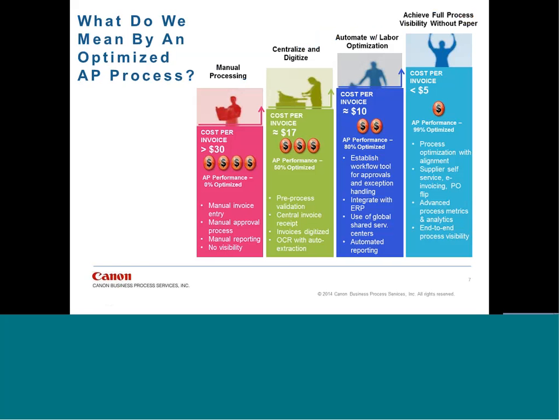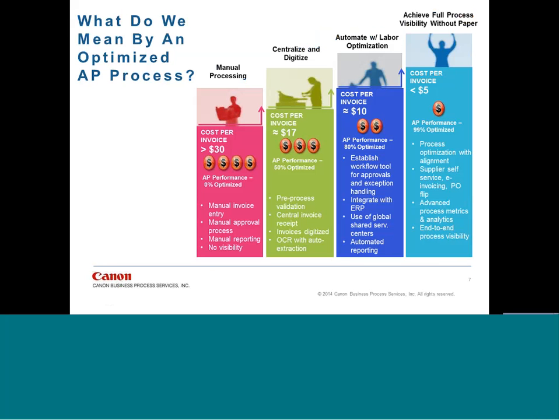Thank you, Ted. So what do we mean by an optimized AP process? Essentially, that breaks down into 3 key components. And you might find that your organization is nowhere near any of these key components, or has tried to attempt one of these key components. Maybe you've implemented one of these successfully, but you haven't done the second or the third. And so what are they?